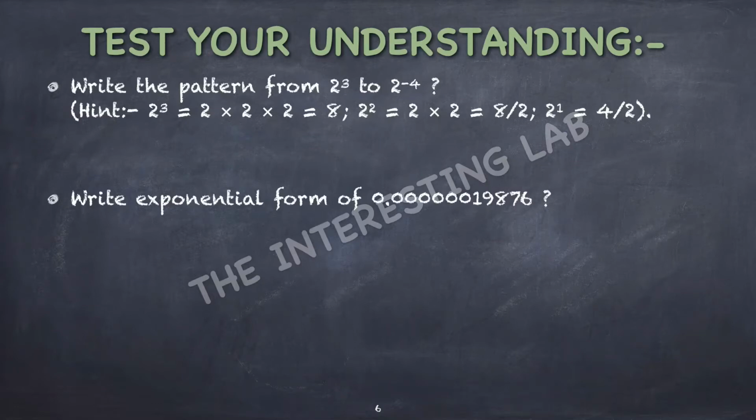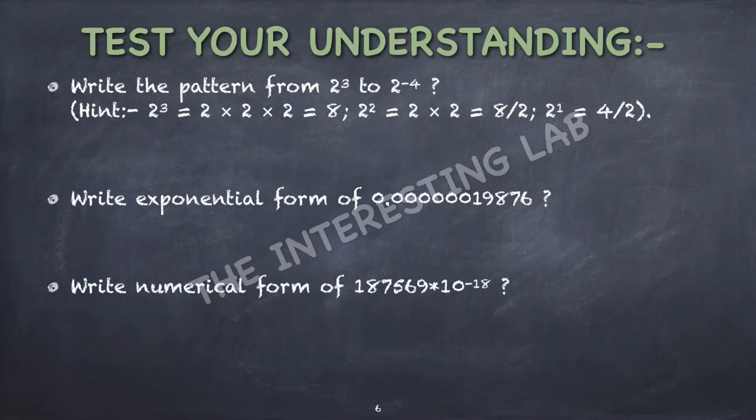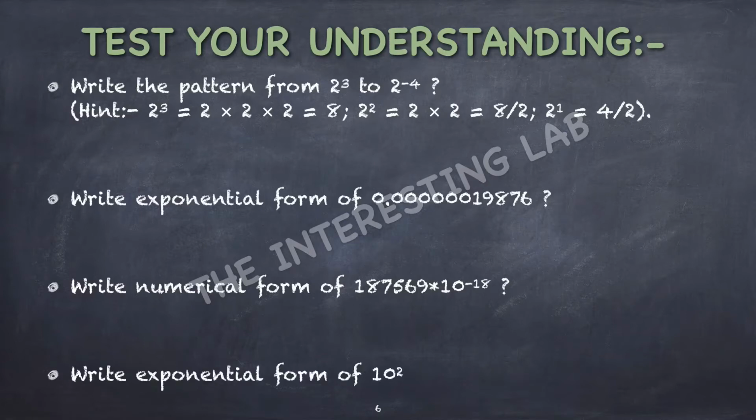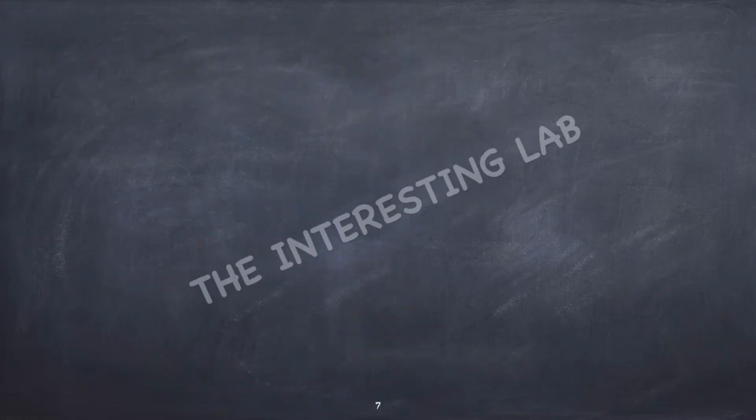Write the exponential form of 0.0000001986. Write the numerical form of 187,569 times 10 power minus 18. Write the exponential form of 1027 by 500 million. Also comment your answer in the comments section below.